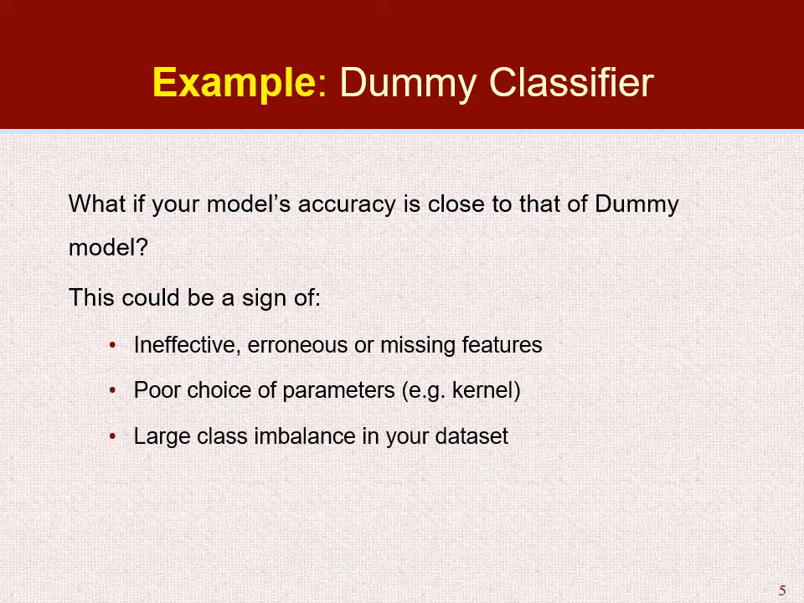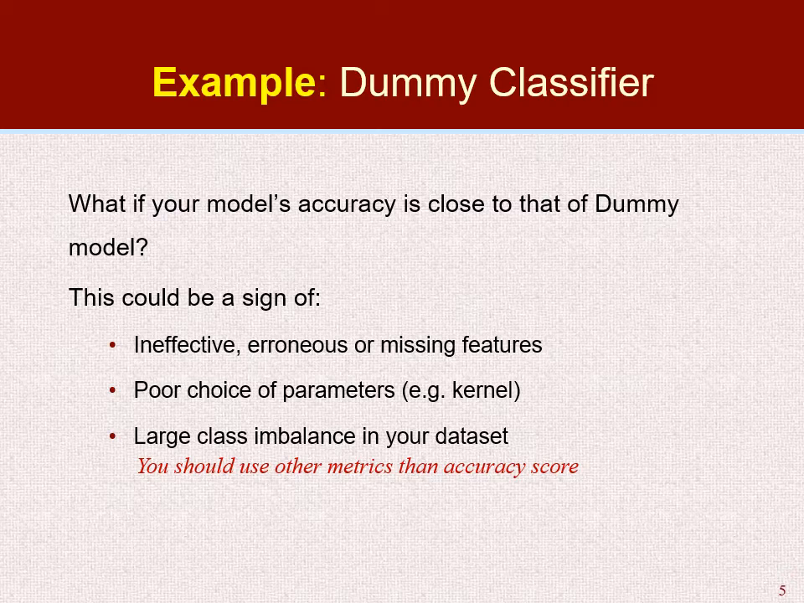Or it could be that you have a large class imbalance in your data set. That means the majority of your data points are from one class and the other class is rare or sparse. In these scenarios, you should use metrics other than accuracy score. So let's see an example in Python.